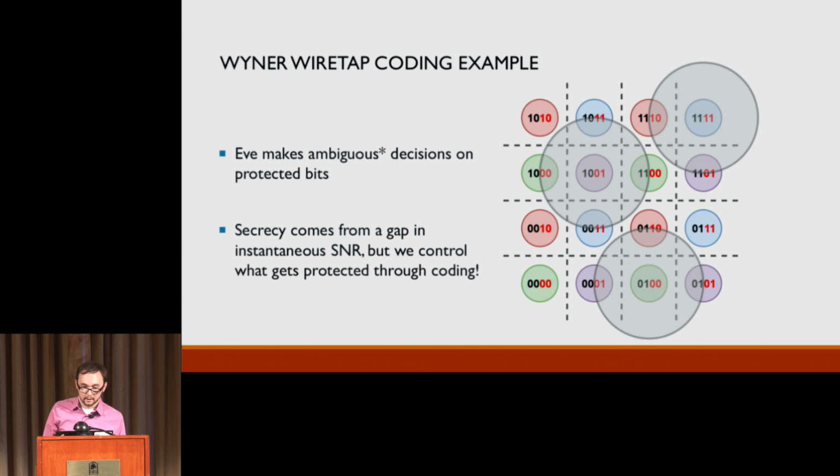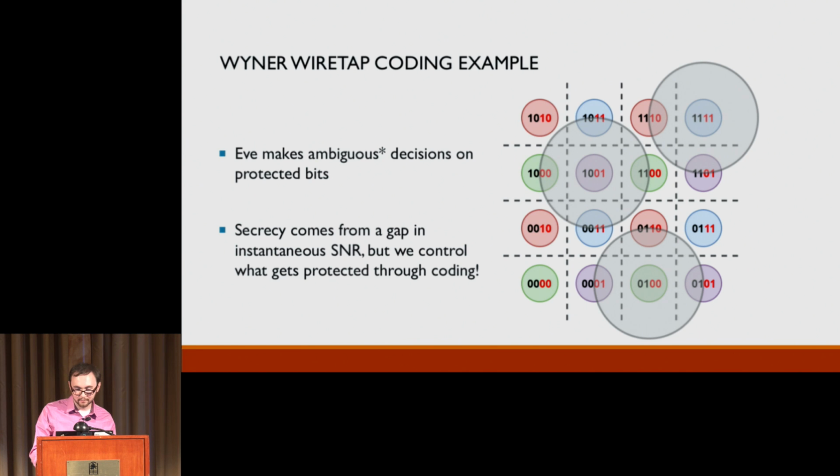And so what ends up happening here, and I'm going to explain this a little more, is that when Eve has to make a decision based on the coding scheme, her decision is always going to be ambiguous when it comes to the protected bits. That shows that there's secrecy that's always going to come from this SNR gap. However, with this wiretap coding, you can control where that is being applied, and you can harness the secrecy that nature is giving you here.